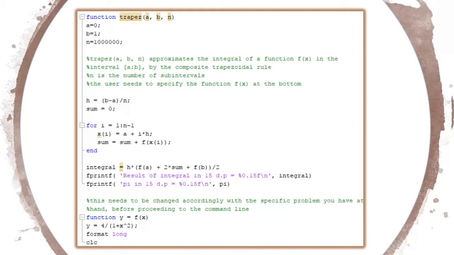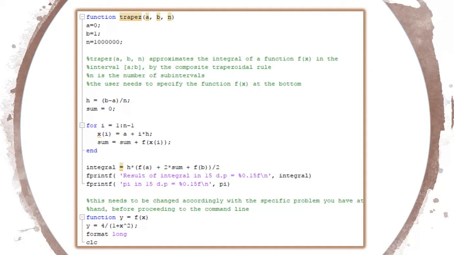N is also the number that is inserted by the user for this question and also the number of sub-intervals. And the user also needs to specify the function fx at the bottom. And the calculation for h in this MATLAB is also the same as the manual calculation. For MATLAB coding, a for loop is also required, as the for loop is based on the n that is inserted by the user. For integral, the answer will be based on the function trapeze itself.